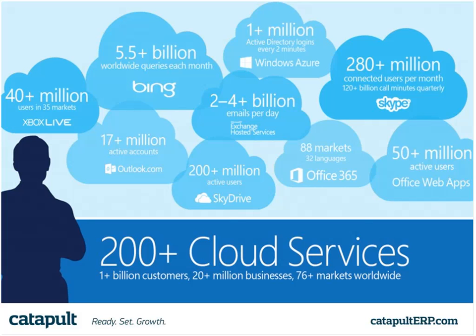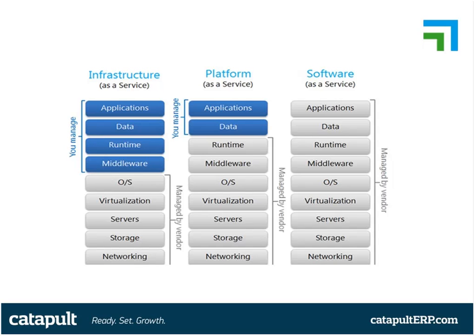Just in terms of the prevalence of the cloud, Microsoft alone published this slide or this poster. I think this is probably almost a year old at this point. They claim to offer over 200 cloud services, and that ranges from consumer devices like Xbox Live and connecting gamers all over the place to hosted email, cloud storage like SkyDrive, which is now OneDrive, or Office 365. So the cloud is really predominant and everywhere now.